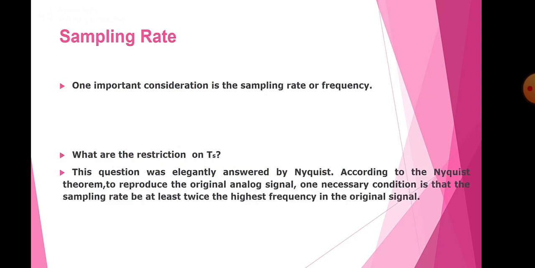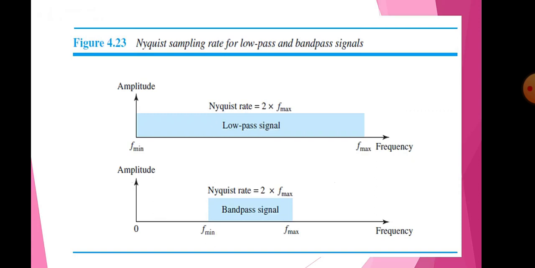An important consideration is the sampling rate or frequency. What may be the restriction on sampling rate? According to the Nyquist theorem, the sampling rate should be at least 2 times the maximum frequency contained in the signal. In order to reproduce the original analog signal, one necessary condition is that the sampling rate be at least twice the highest frequency in the original signal. Nyquist sampling rate for low pass and high pass signals.